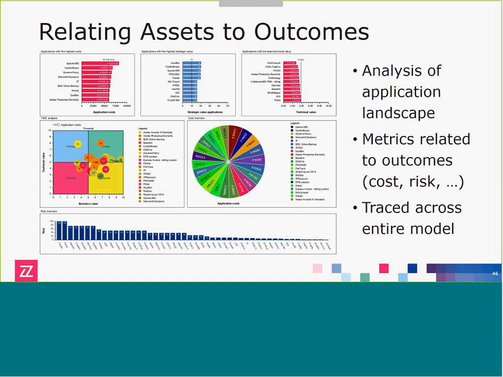One aspect of these models is that they usually relate the assets you have, so all the stuff at the bottom of the previous picture, up to outcomes you want to achieve, and nice analyses from that. And this is really a dashboard from a real situation. You see an analysis of an application portfolio, the relationships across the model to analyze things like the strategic value of applications.